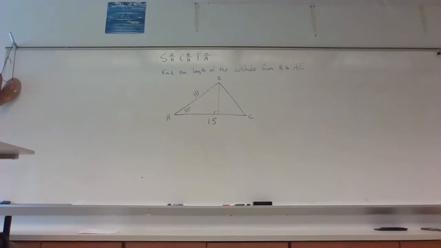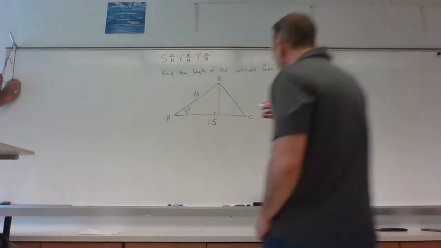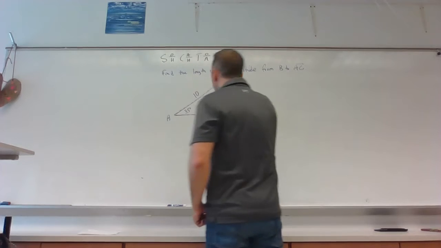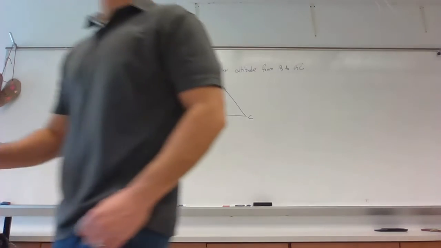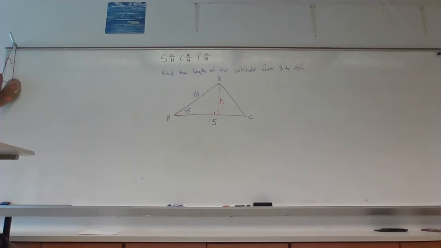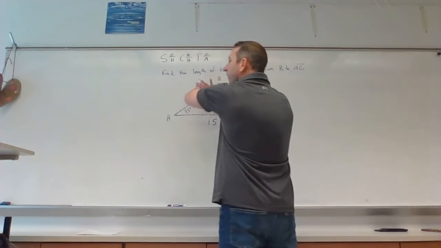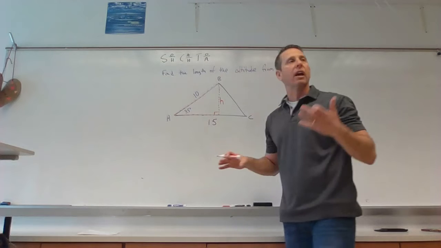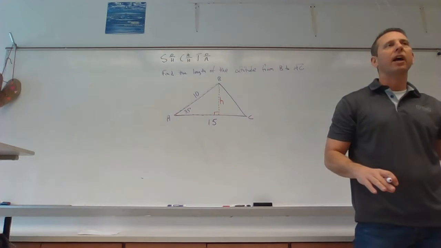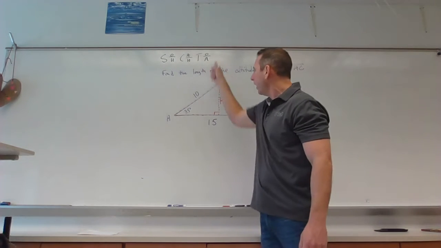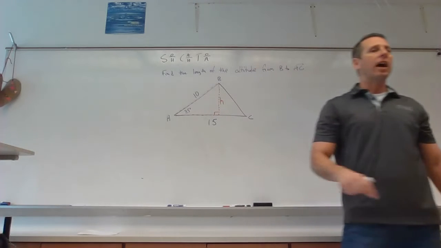Yeah, what type of triangle? A right triangle, and you could use the right triangle to find H. Why did I call it H? The height. Yeah, this is the height of the triangle. Eventually we're going to be finding the area of triangles. Area of a triangle is 1/2 base times height. We can use trig to find the height of that triangle.